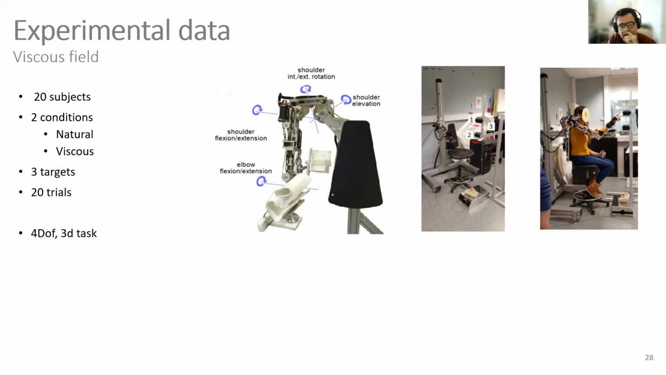So there are two cases that I use. One is natural, where they were wearing the exoskeleton and there is just gravity compensation, so they don't see so much effect of wearing the device. And in the other case, there was a viscous field applied to force them to use a different solution during the reaching motion.